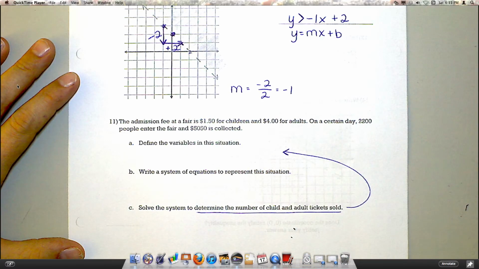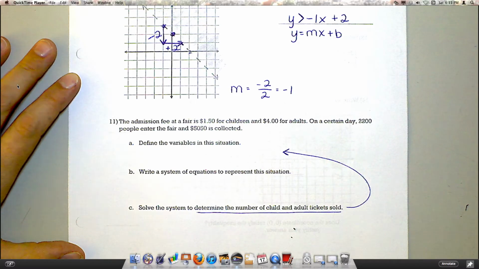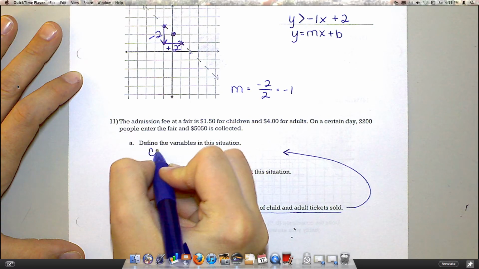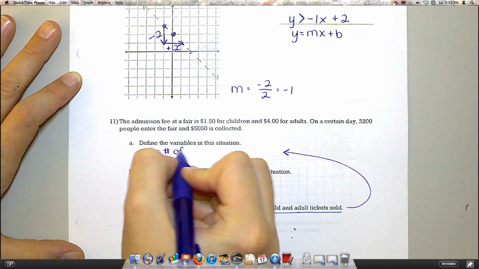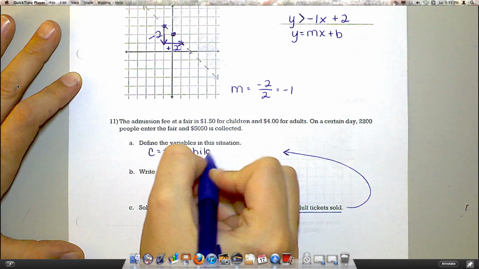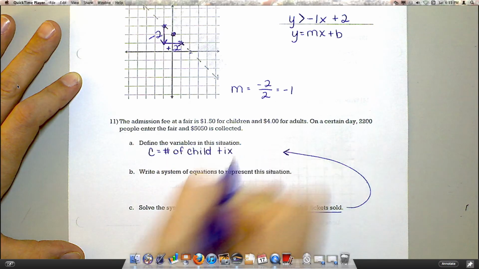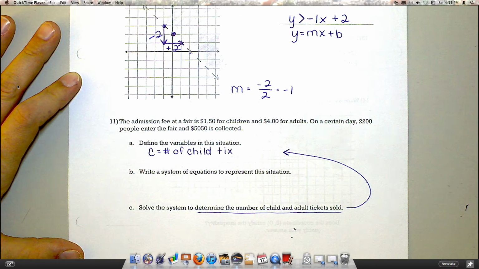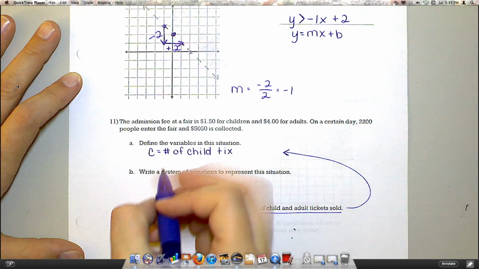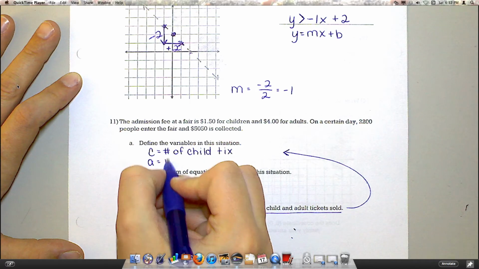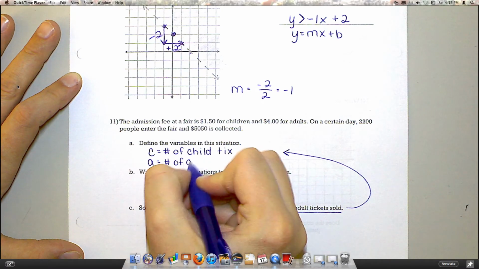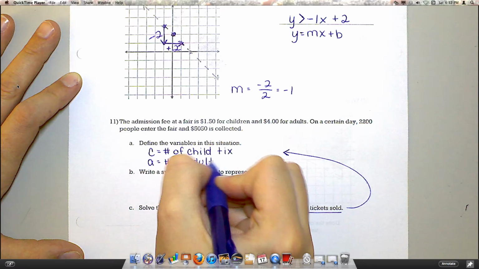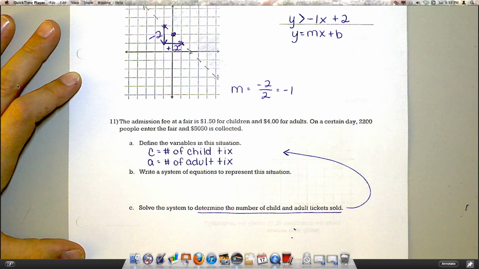Okay, so what I am trying to find is the number of child and the number of adult tickets. So I'm going to say C is the number of child tickets. And it is important that you specify that it's the number of tickets, because I don't know if you're talking about price of the tickets. I don't know if you're talking about groups of tickets sold. I don't know what you're talking about if you just write child. So C is the number of child tickets. A is the number of adult tickets. And that's what I'm looking for when defining your variables. Tell me what letters you're using and what they represent.